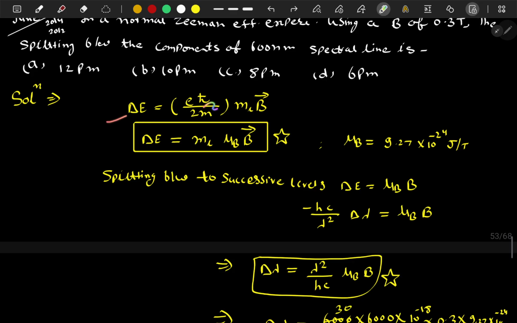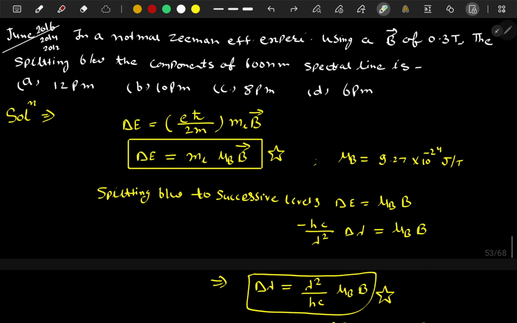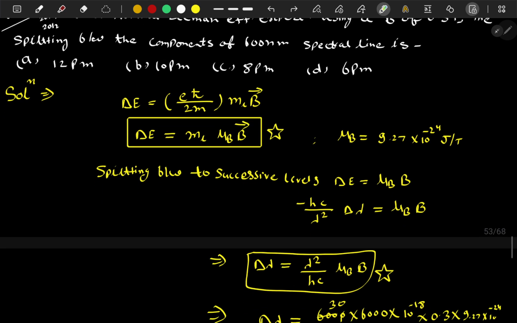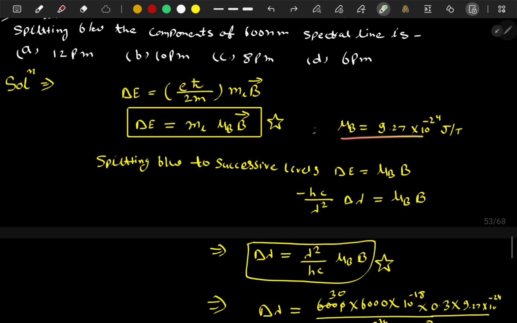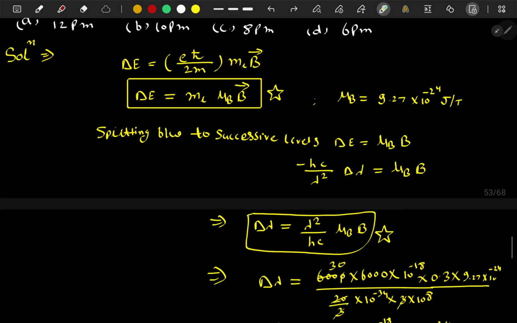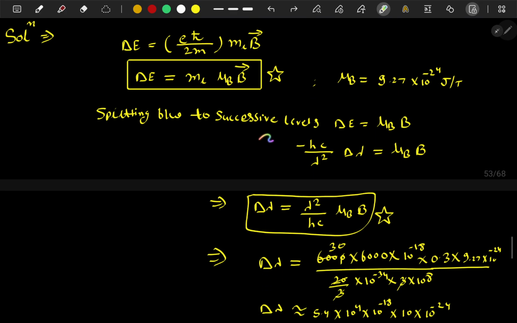So we know ΔE equals (eh/4πm) M_L B, which can also be written as ΔE = M_L μ_B B. This is for normal Zeeman effect when B is applied, and μ_B is the Bohr magneton, 9.27 × 10^-24 joule per Tesla. So how will we calculate the splitting between two successive levels?